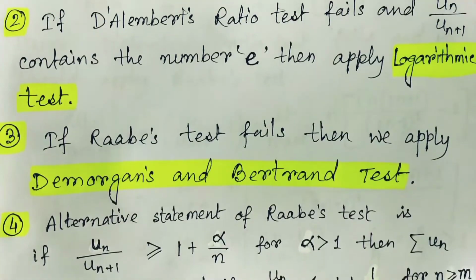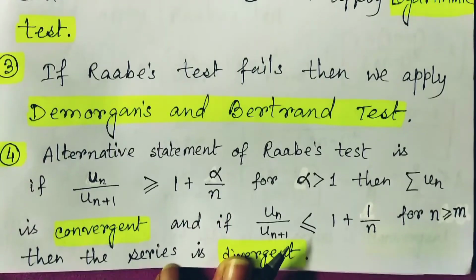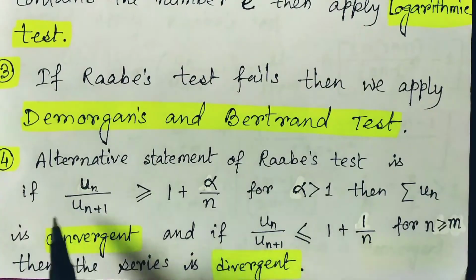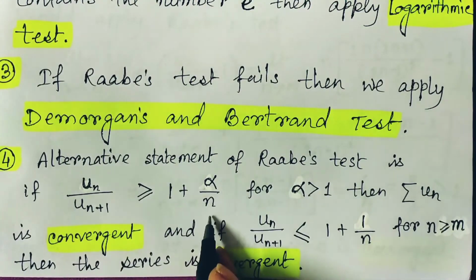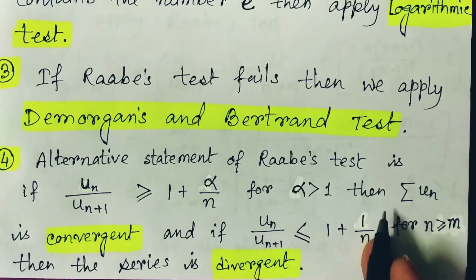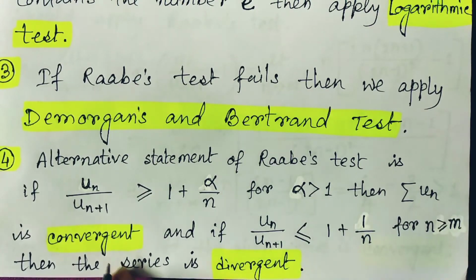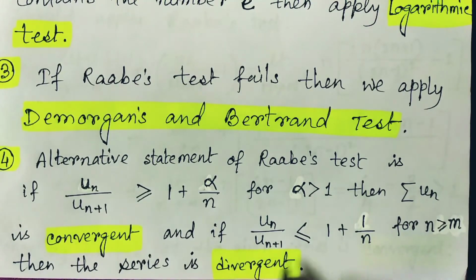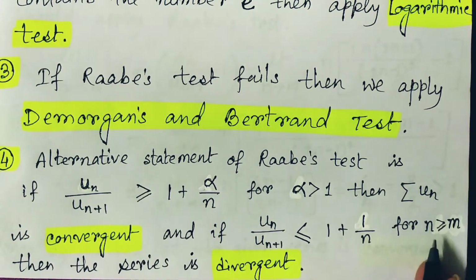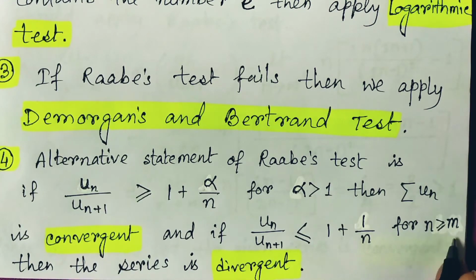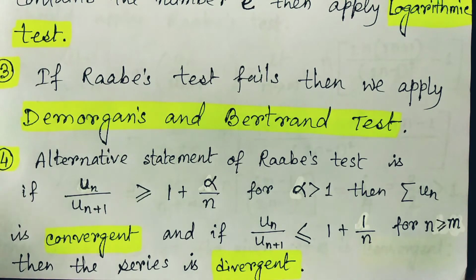Now after that, one alternative statement for the Raabe test we can say: if un by un plus 1 is greater than or equal to 1 plus alpha by n for alpha greater than 1, then the series is convergent, and if un by un plus 1 is less than or equal to 1 plus 1 by n for all n greater than or equal to m, then the series is divergent. So this one you can see as the alternative statement for the Raabe's test.